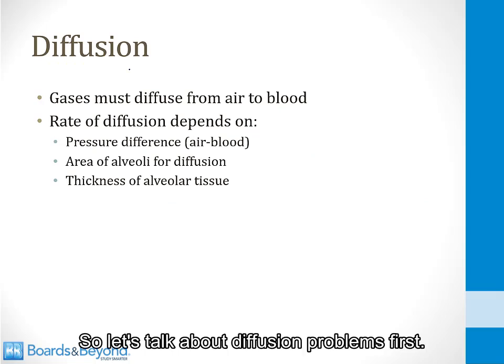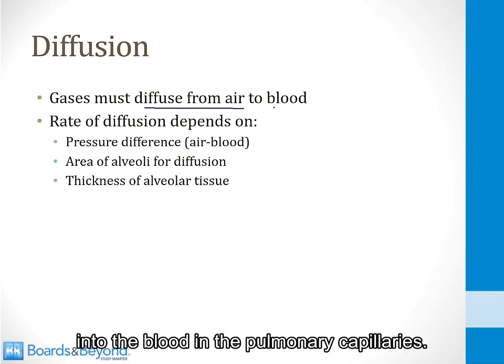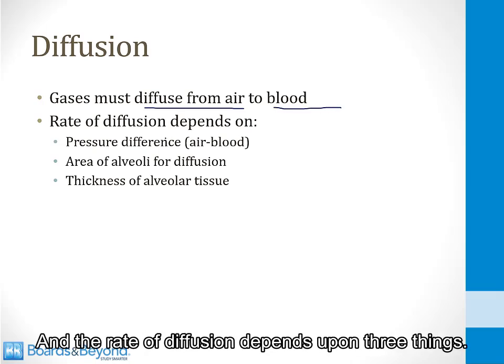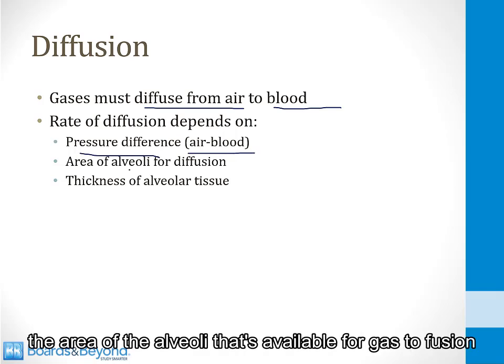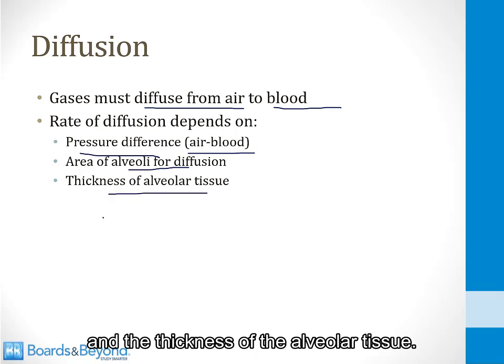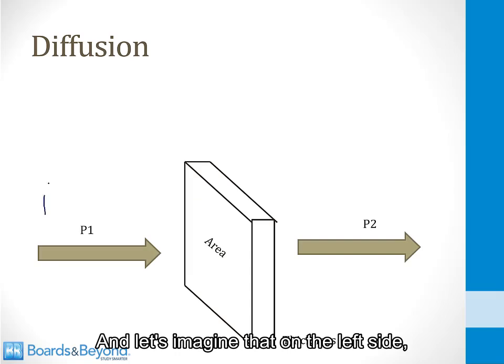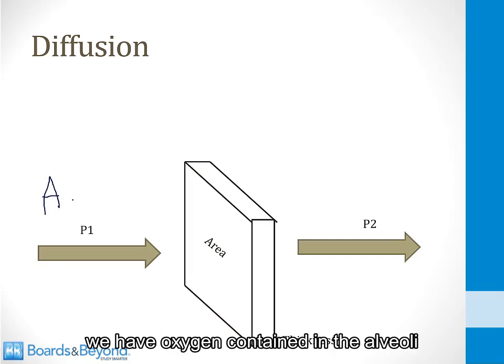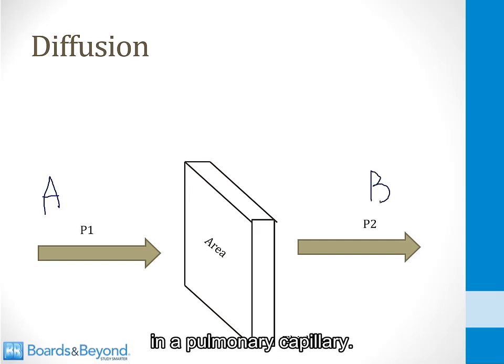So let's talk about diffusion problems first. Gases must diffuse from the air in the alveoli into the blood in the pulmonary capillaries. And the rate of diffusion depends upon three things: the pressure difference between oxygen content in the air and the blood, the area of the alveoli that's available for gas diffusion, and the thickness of the alveolar tissue. So let's take a look at this drawing I've made on the screen. And let's imagine that on the left side we have oxygen contained in the alveoli, and on the right we have oxygen contained in blood in a pulmonary capillary.